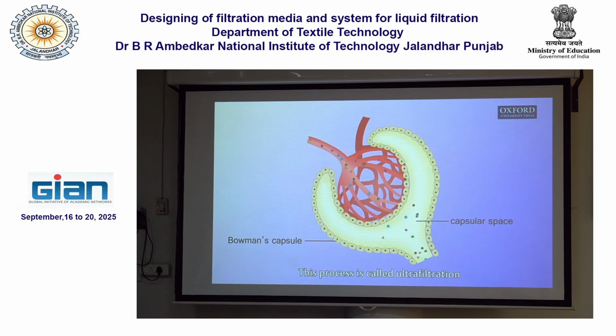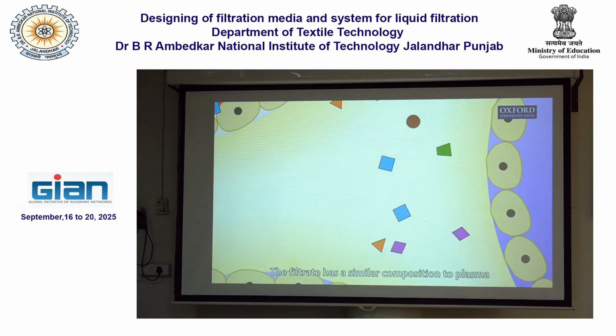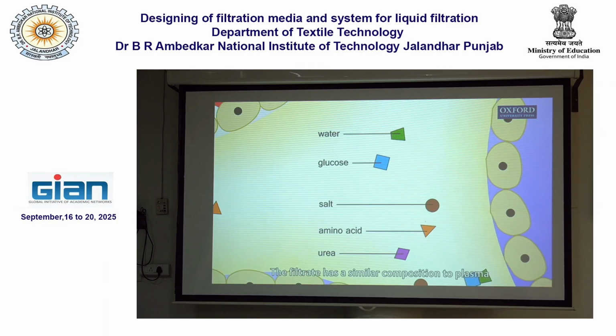This process is called ultrafiltration. The fluid that is filtered into the Bowman's capsule is called glomerular filtrate. The filtrate has a similar composition to plasma. However, no plasma proteins and blood cells are found in the glomerular filtrate because they are too large to pass through the walls of the glomerulus and the Bowman's capsule.